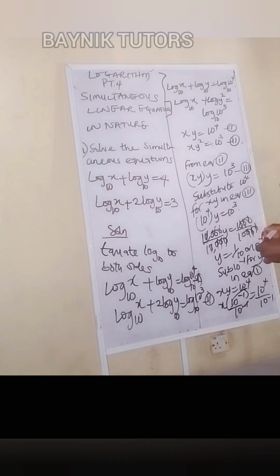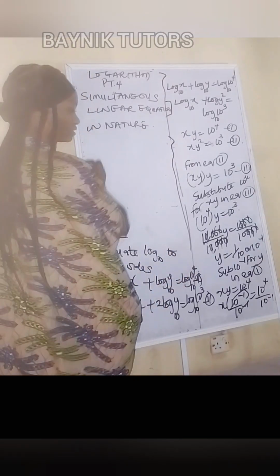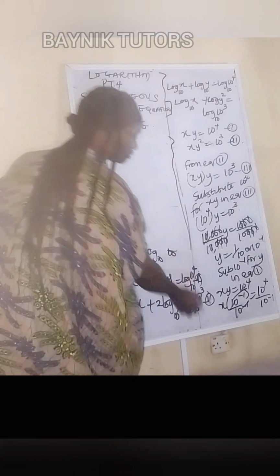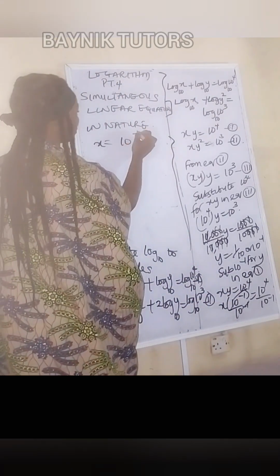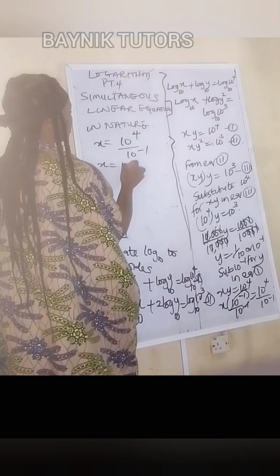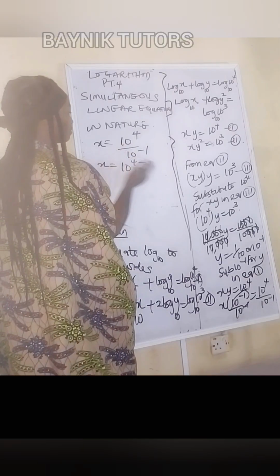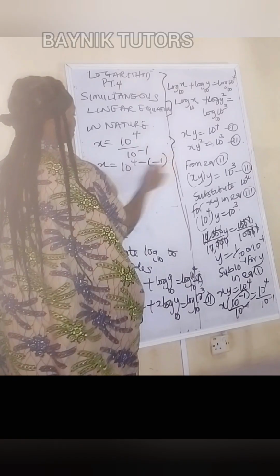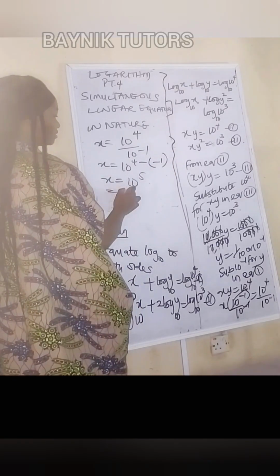So now we have to clean. So now let's do the magic. So x equals, since we have cancelled this one now, we are left with 10 raised to the power 4 over 10 raised to the power minus 1. So which is 10 raised to the power 4 minus, this is division. So division is minus, then minus 1. So x equals 10 raised to the power 5. So that is our final answer.